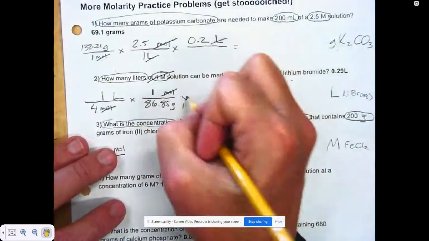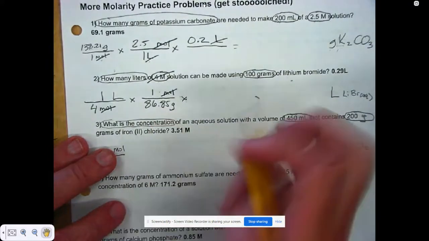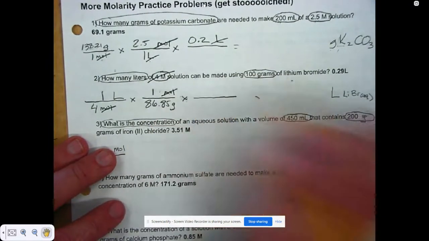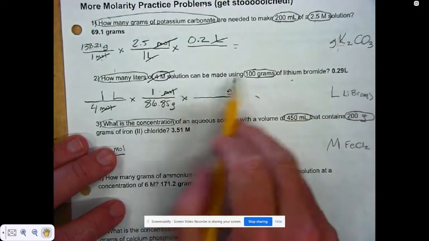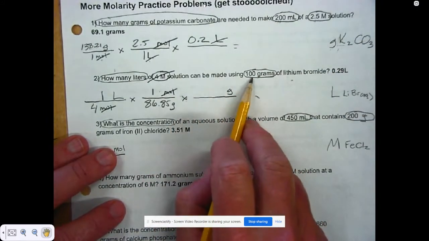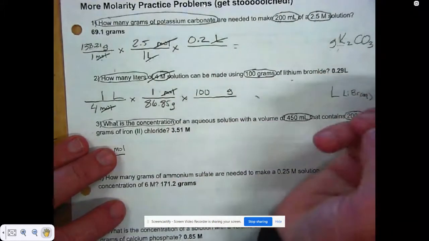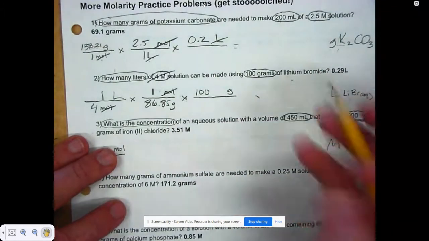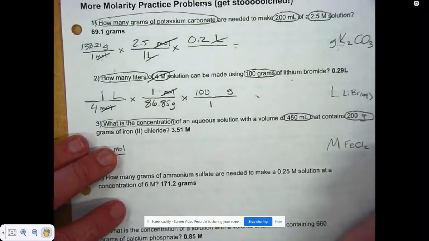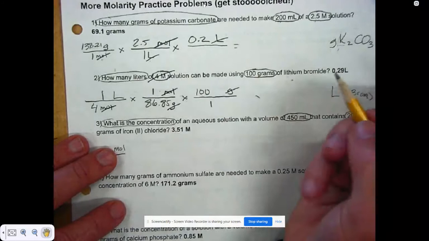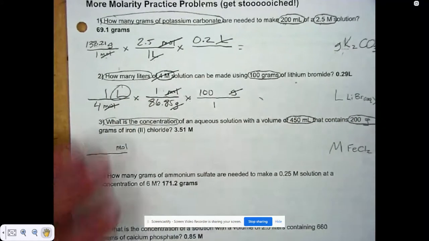I'm going to keep going because I don't want liters per gram. I just want liters. I need to get rid of grams. So where should I put grams? On the top. And I still need to use this number. Look at that. It's in grams. Everything's cool. 100 grams. That's how much solute there is in this solution. So I'm just going to put that over 1 like that. Grams is dead. And the only thing left is liters. And that's what we want, is liters.